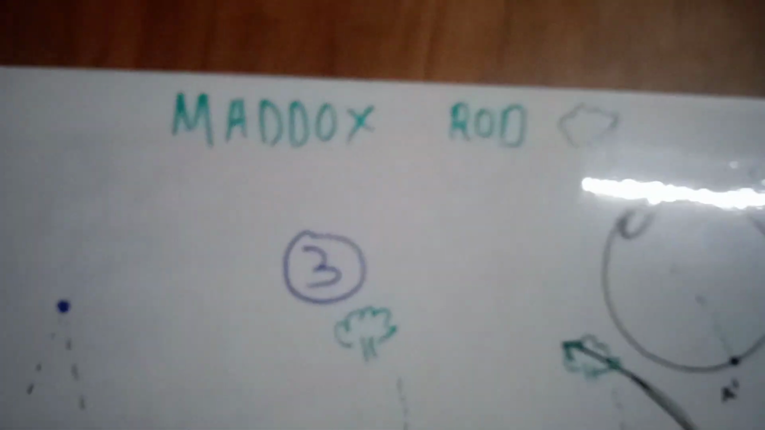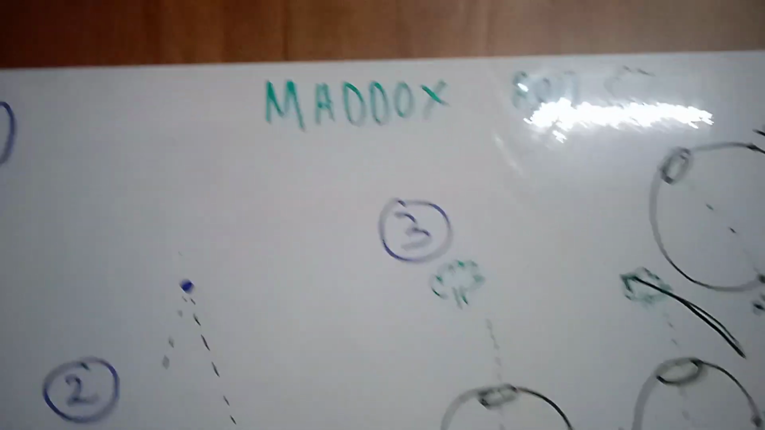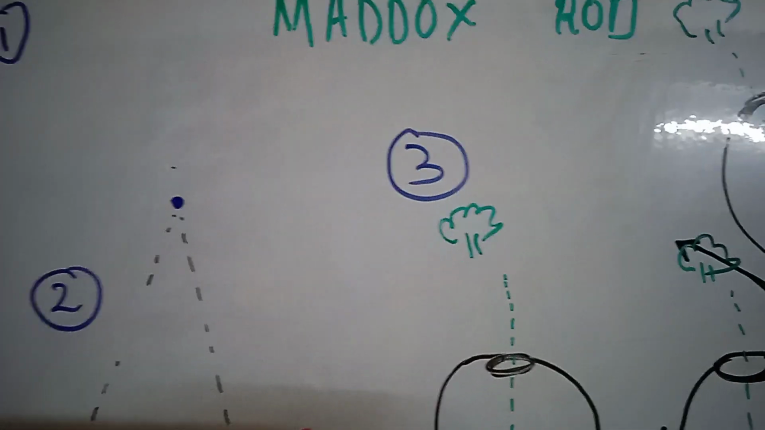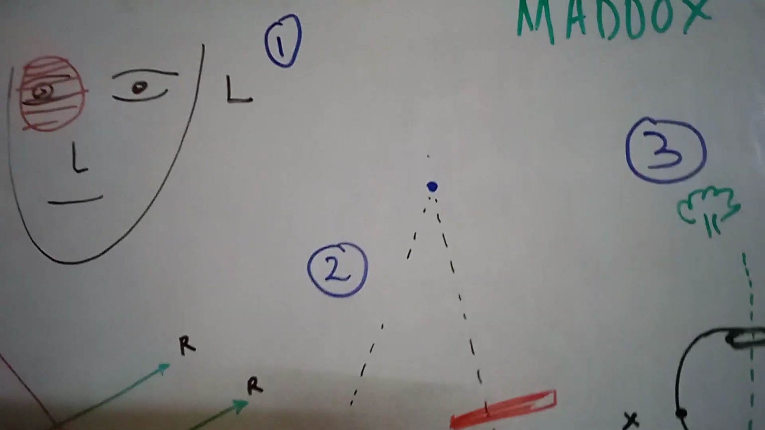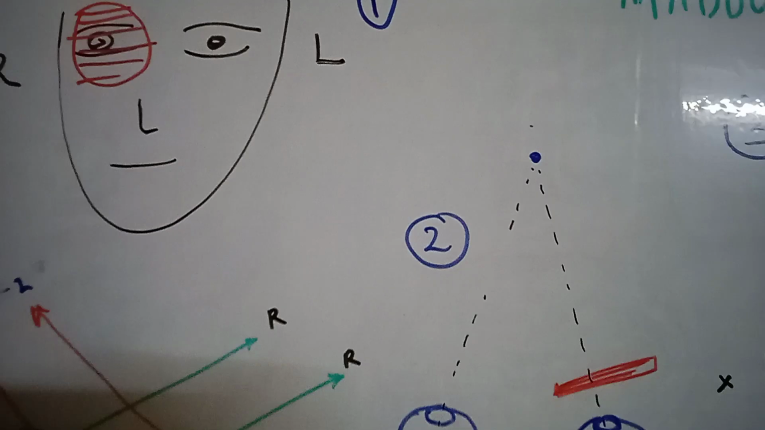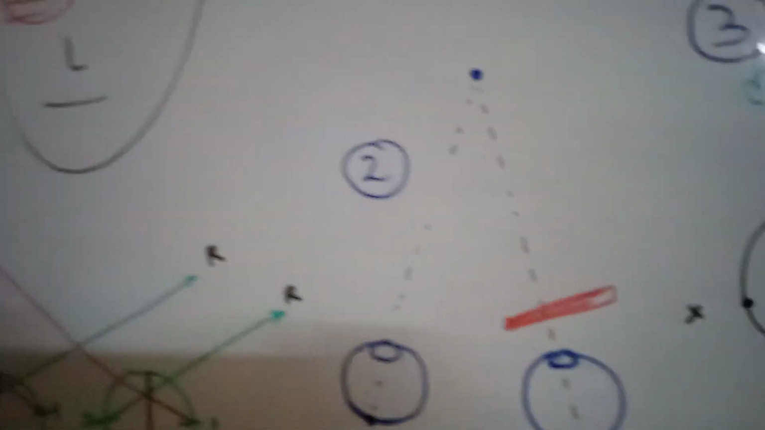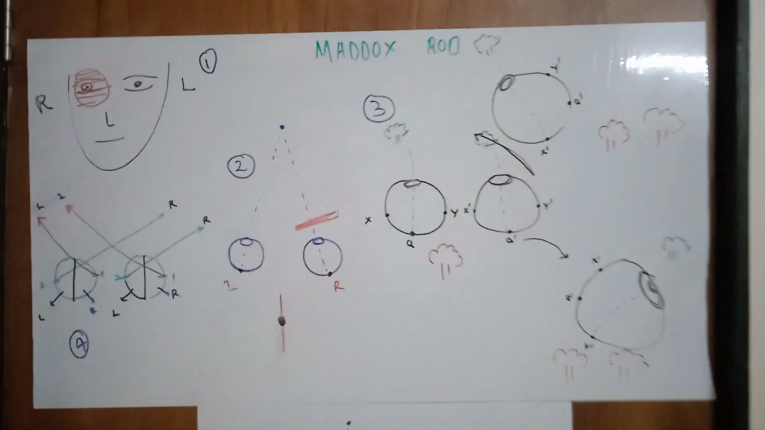So this is a topic, Maddox Rod, which has confused me very much, and that is why I wanted to share with everyone an easy way to understand it. So Maddox Rod is used to differentiate between basically esophoria or exophoria. That means if your eye is turned in or if it is turned out. Now with the help of some diagrams I will explain it to you.